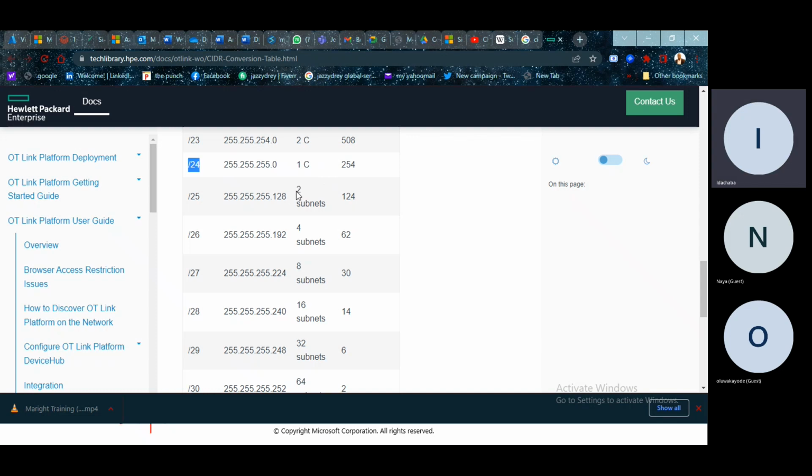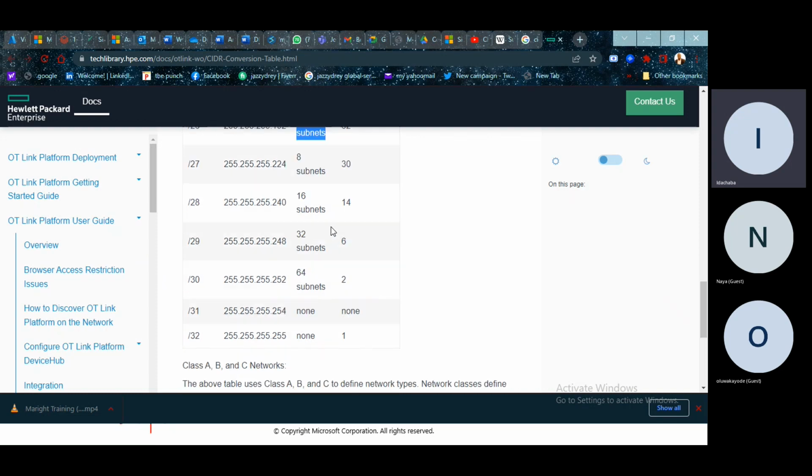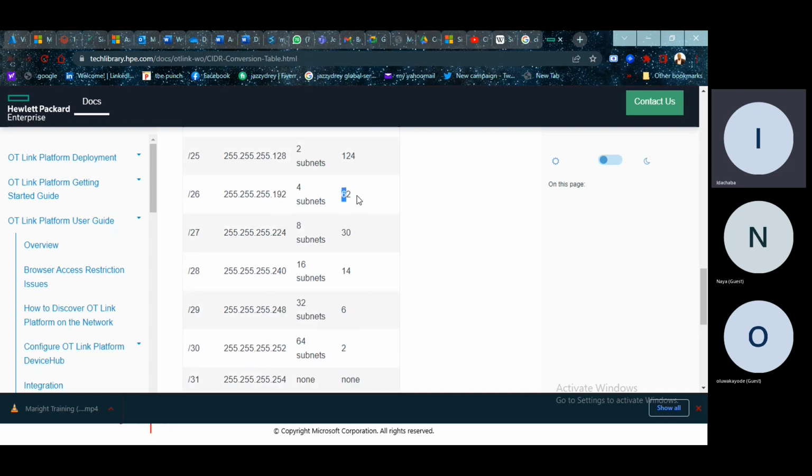So now if you decide to break your network into 2, that's why you have your /25. Here, half of 256 is this. You understand? 254, rather. You can see the screen now. You know what I mean. So half of this is this. Do you understand? If you decide to break your network into 4 subnets, that means you have 62 computers.